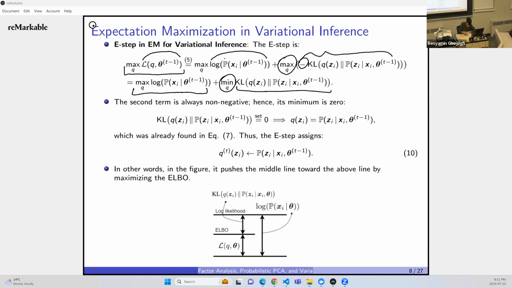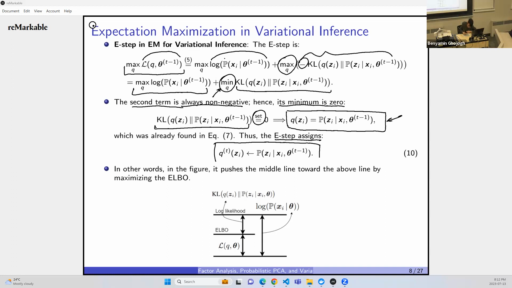The second term is always non-negative. Do you agree? Because KL divergence is either 0 or positive. Hence, its minimum is 0. The best case, KL becomes 0. So set it to 0 for this minimization. It gives you this: Q of z_i equals P of z_i given x_i and theta, the previous theta, which was already found. We already had found it for making the lower bound tight. So the solution of the E step is this. Replace Q of z_i with P of z_i given x_i and theta, the previous theta.